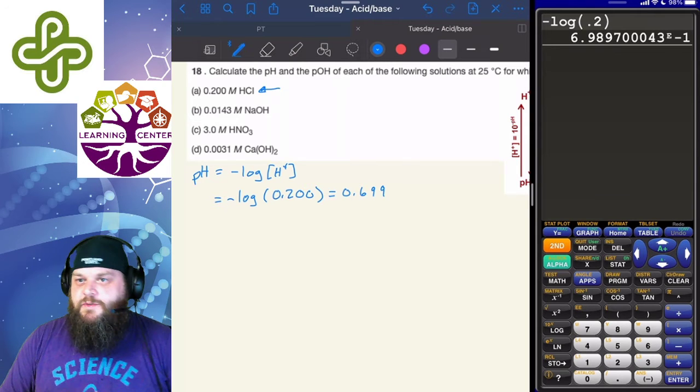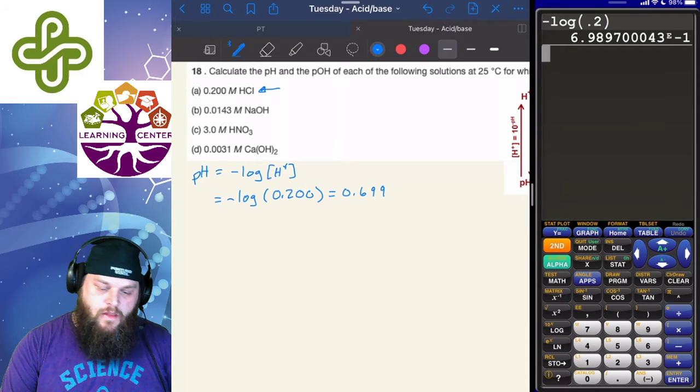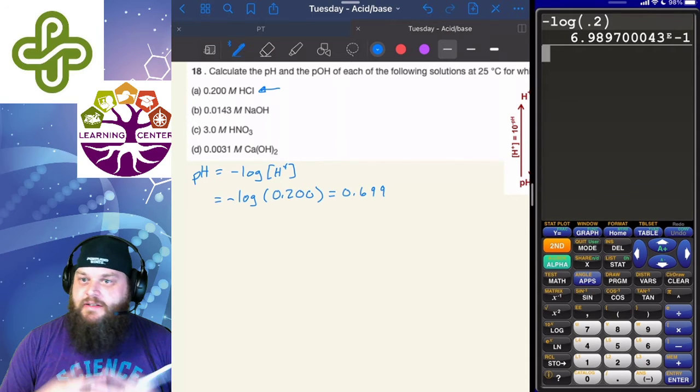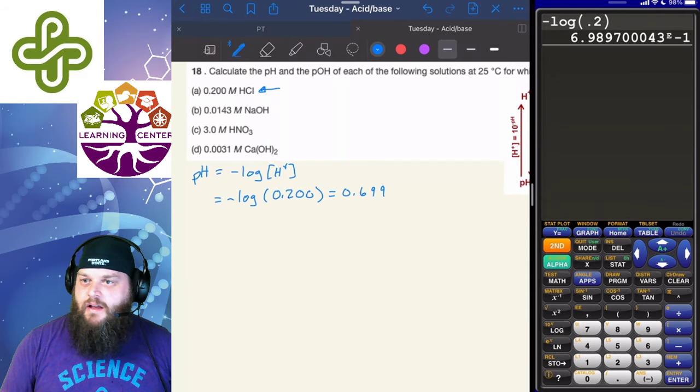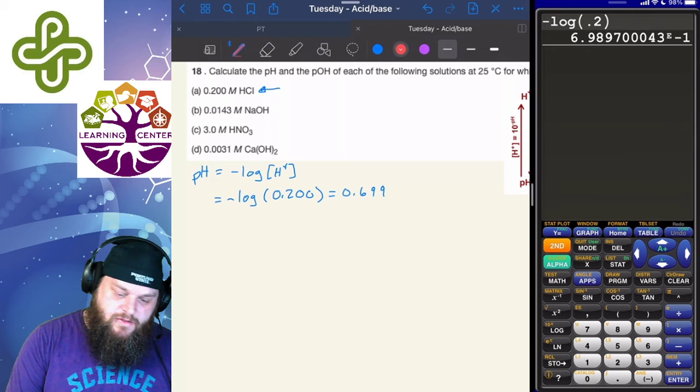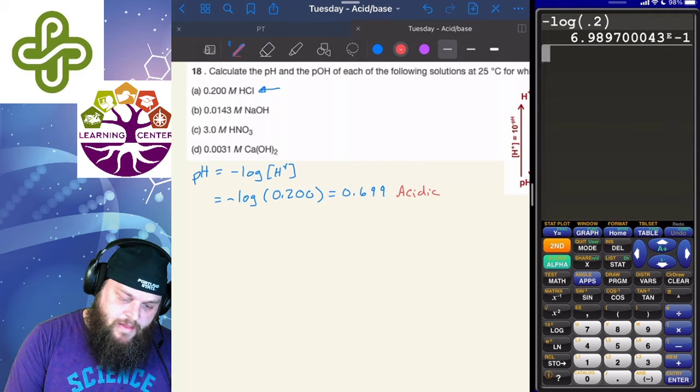And that makes sense because we're adding a strong acid to water. So that strong acid is going to fully dissociate. There's not really going to be anything that's really basic in there. And we get a very, very acidic solution. It's going to be acidic. And that's for the pH.